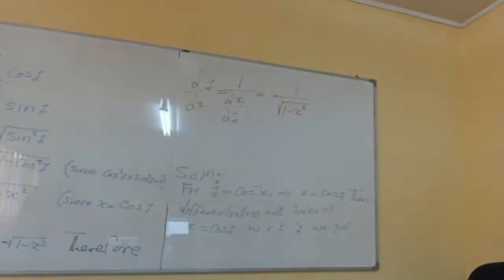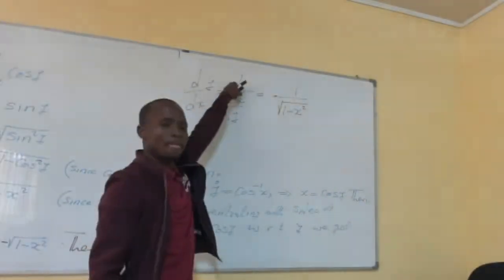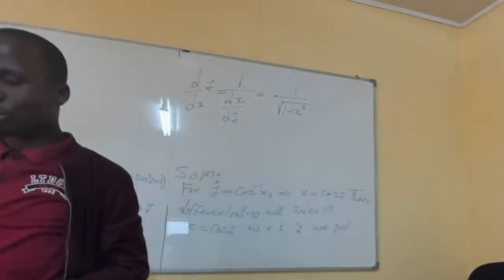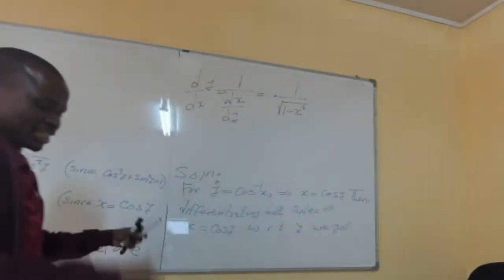Then we are done. So you have proved that the derivative of y with respect to x is equal to, where is the one coming from? Which one? Oh, the one which is on top. If you recall, that is reciprocating.